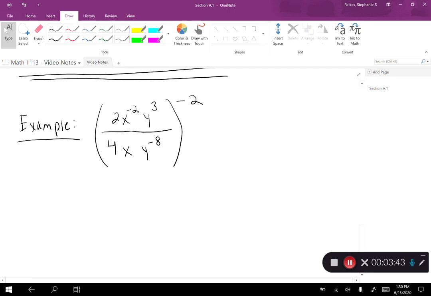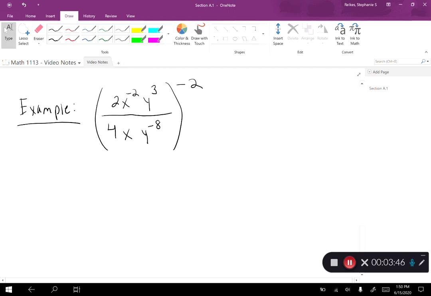And the last example I want to complete is the following. 2x to the negative 2y cubed all over 4 times x times y to the negative 8, all raised to the negative 2. So I'm going to do all the exponent rules in one problem, or just about. There's more than one way of solving this problem. There's not just one correct way, but I'm going to show you the way I like to do.